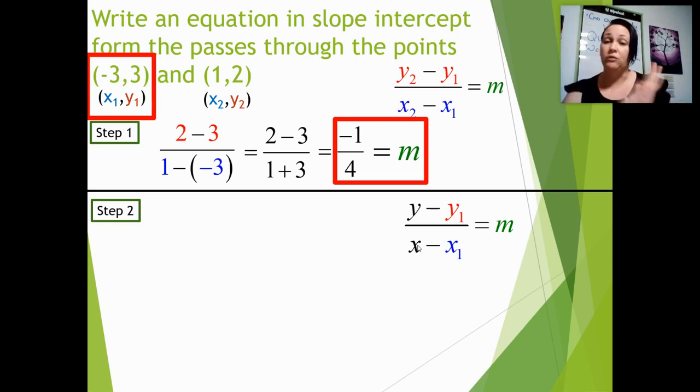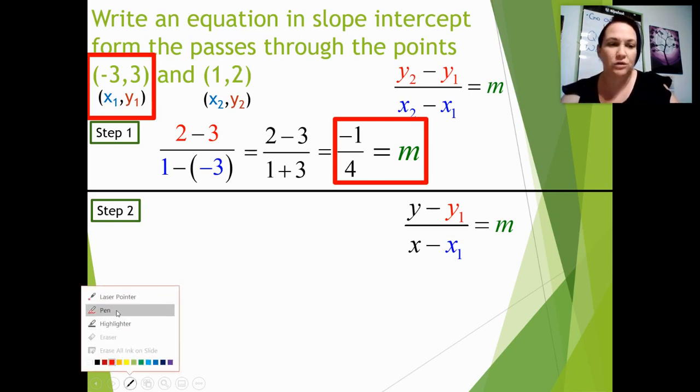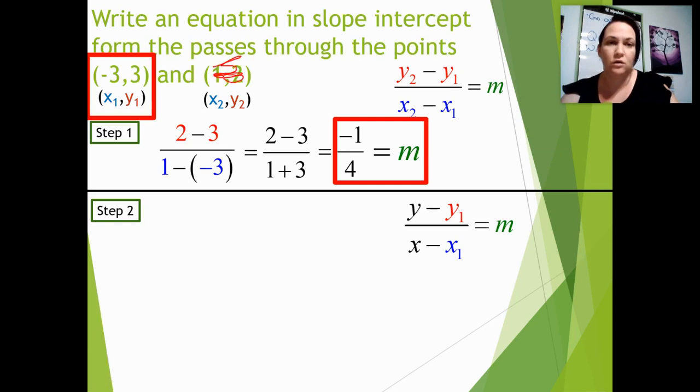The things that are going to be replaced with numbers are the things that are in color, right? So I'm going to do my x1 and my y1. That's from this ordered pair that we've already used earlier today. And I'm going to use my slope, my m, and that's what I had to calculate in step 1. So this ordered pair and this slope, those are the two things we're going to use for step 2. And we're not going to use this ordered pair anymore. In fact, if we want to, we can cross it off so that we don't accidentally use it. Okay?